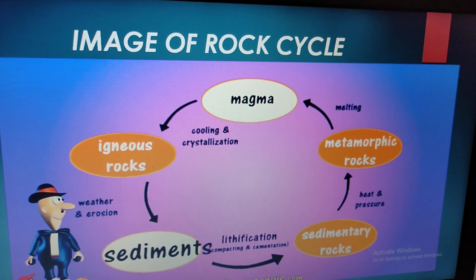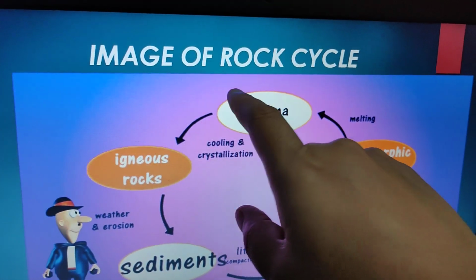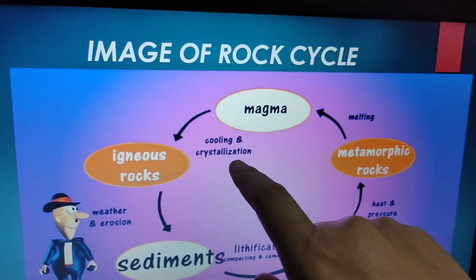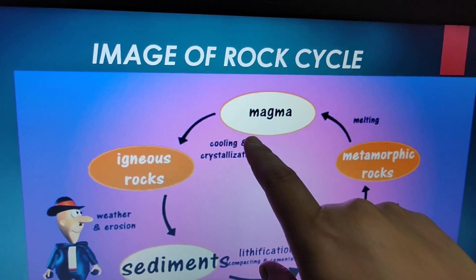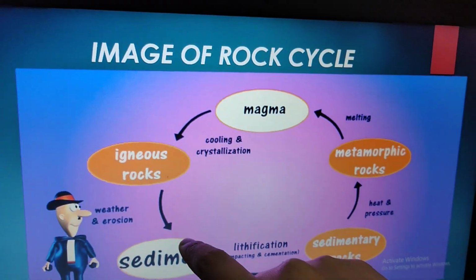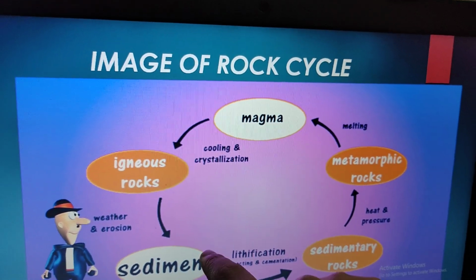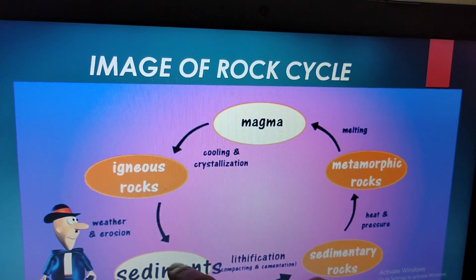Now, the image of the rock cycle. This is your magma. Magma comes out on the surface of the earth. Cooling and crystallization take place. Igneous rocks are formed. Igneous rocks are further carried by weathering and erosion into sediments. Your sedimentary rocks are formed.